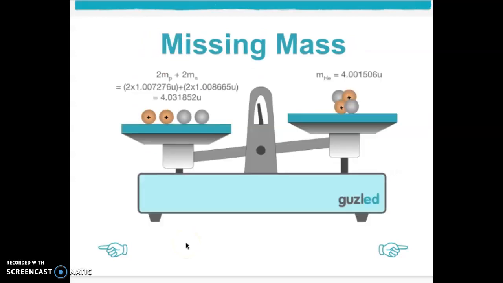You should have worked out that two protons and 2 neutrons give you a mass of 4.031852 unified mass units. But in reality, the mass of a helium nucleus is much less than that. It's 4.001506 unified mass units. There is a mass difference, a missing mass.